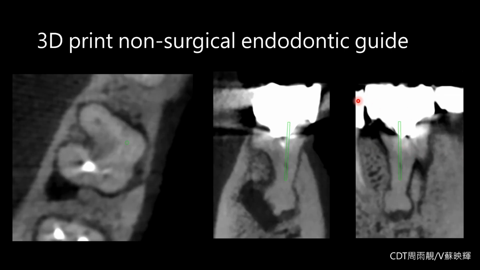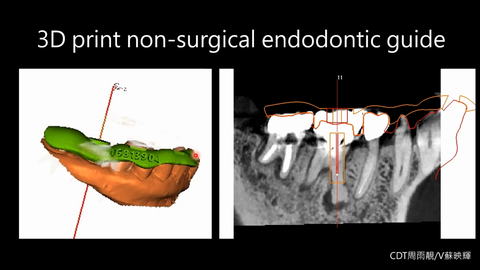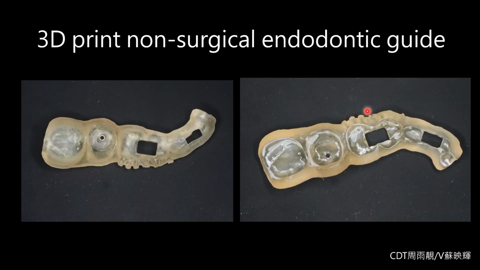And we can see this in every view. This green cylinder is where I will drill past this calcification and reach the distolingual canal. This is another view in the software. I will design it like this, use the 3D printing technique, with a little metal sleeve here to guide our drill to pass through the calcification to reach the distolingual canal.